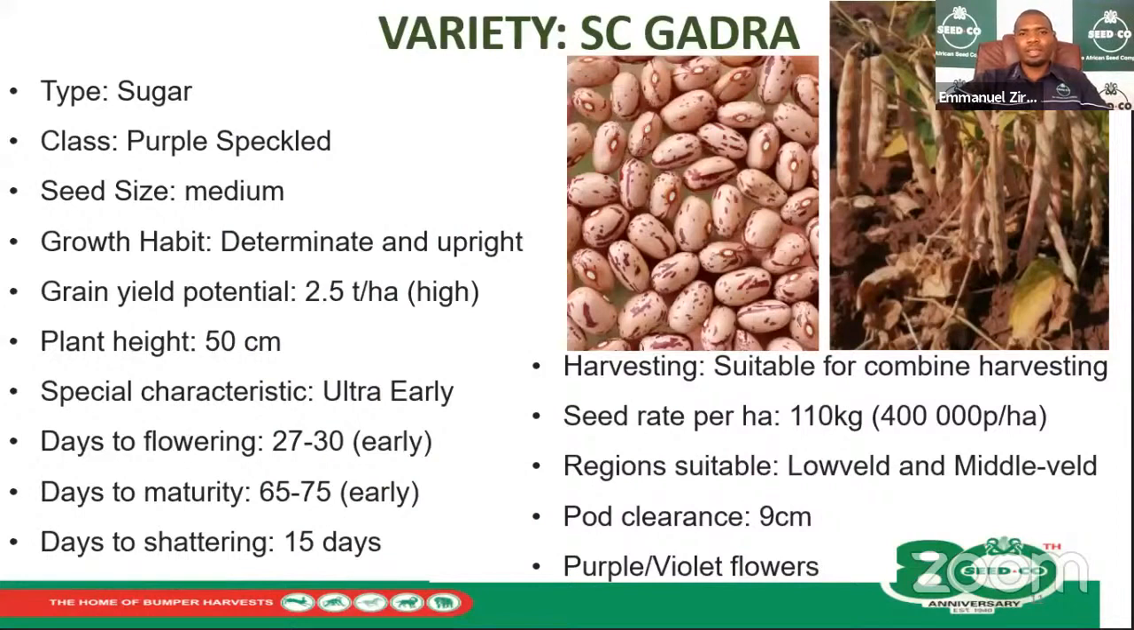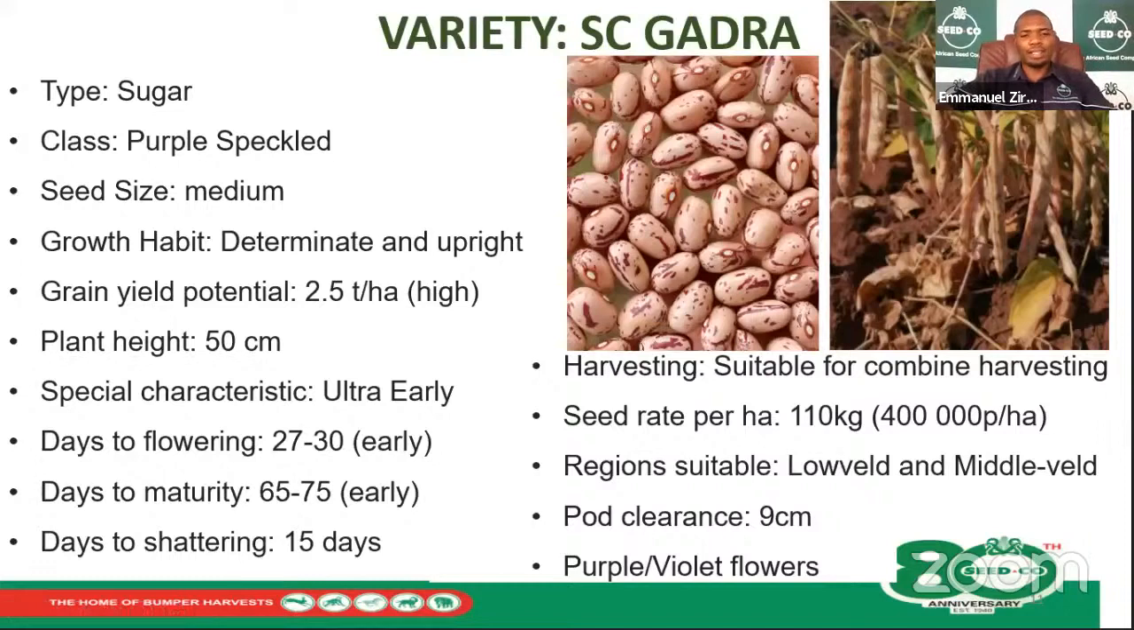So I will start off with GADRA. GADRA is a sugar type which is purple speckles on a beige base. Its seed size is medium and its growth habit is determinate. It's upright, it doesn't easily lodge. The grain yield potential of GADRA is 2.5 tons per hectare, and its plant height is 50 centimeters.